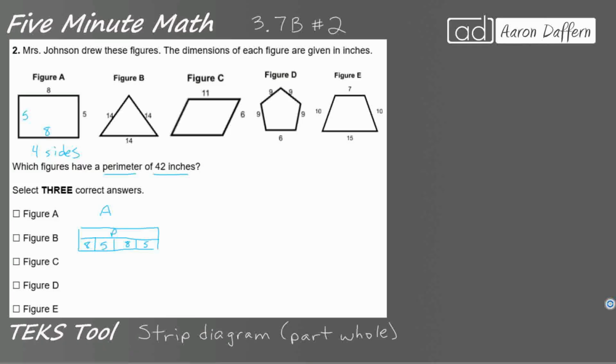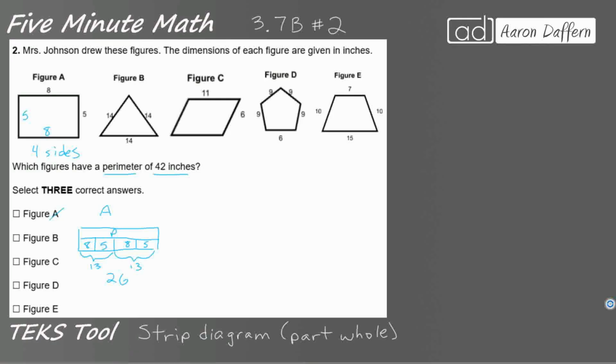If we take our subtotals, that's going to be 13, and that's going to be 13. Then you add those together and you're going to get 26. I'm looking for 42, so it's not going to be figure A.